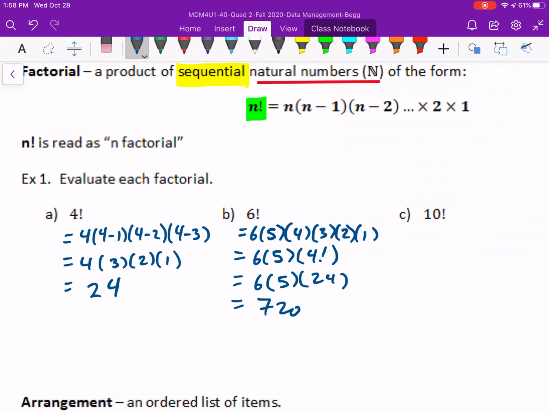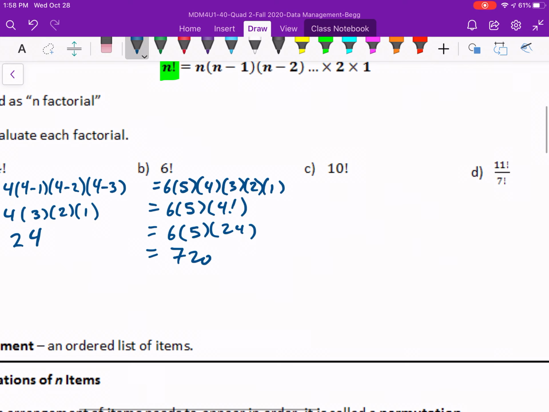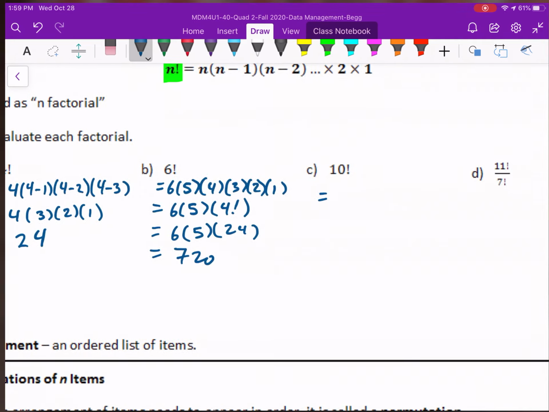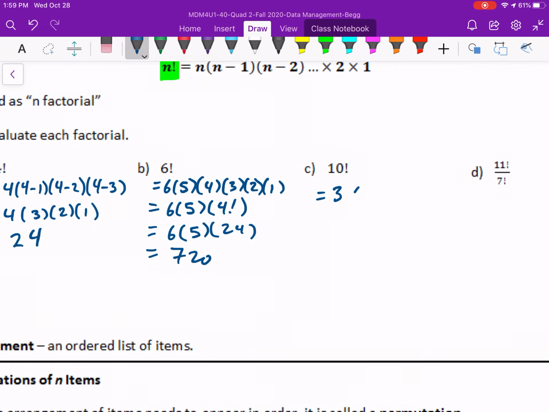10 factorial, well, now the numbers are getting a bit bigger, so let's just use the calculator button, right? I mean, that's what it was invented for. 10 factorial, 3,628,800, if I remember correctly. So calculator is definitely handy, especially since, as we can see, factorials tend to grow very quickly. 4 factorial was 24, 6 factorial was 720, 10 factorial was over 3 million.